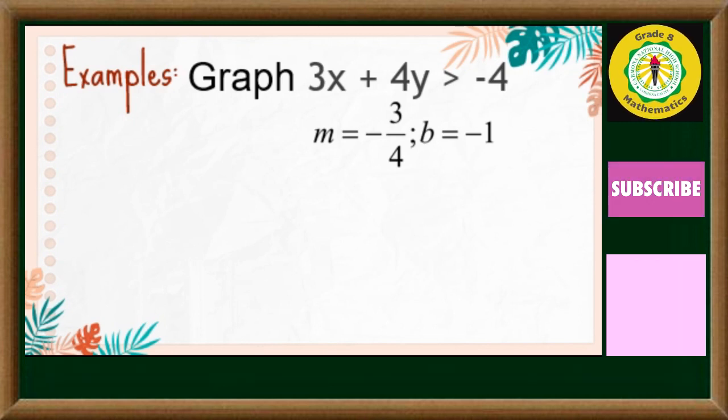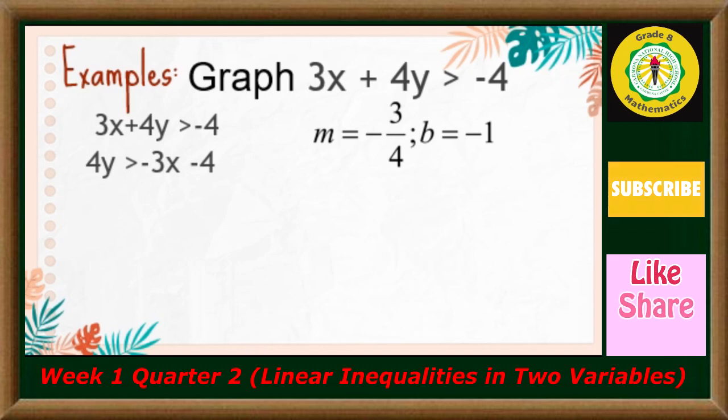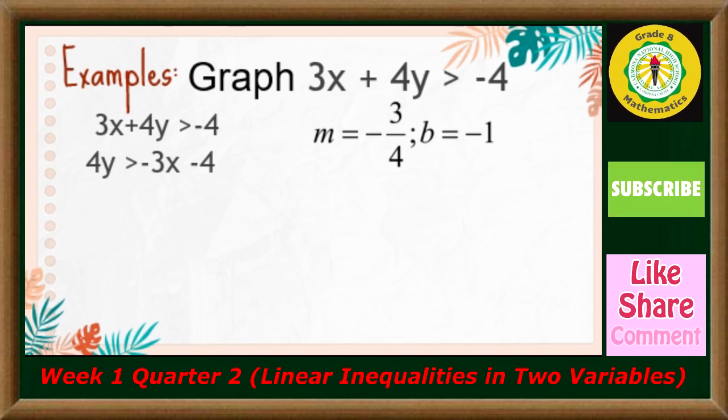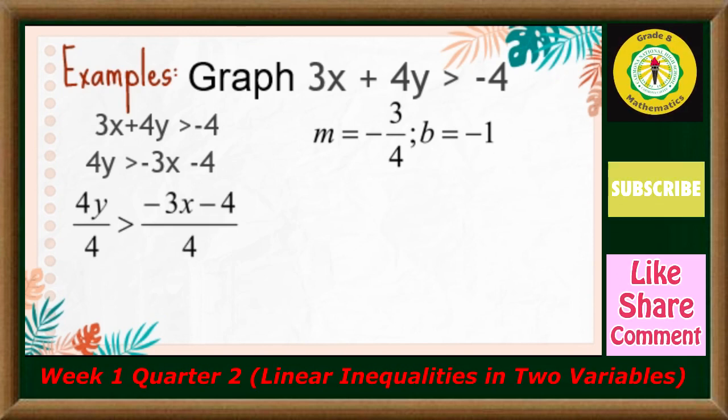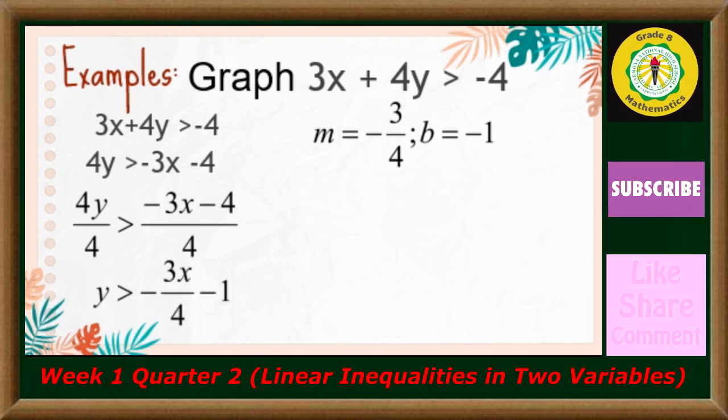So the slope here is negative 3/4 and the y-intercept is negative 1. Now let's solve 3x plus 4y is greater than negative 4. We need to change into slope-intercept form. 4y is greater than negative 3x minus 4. Let's simplify. We need to divide both sides by 4. So y is greater than negative 3/4 x minus 1.